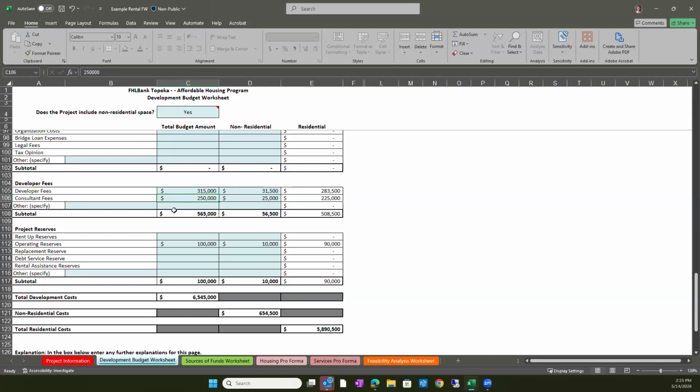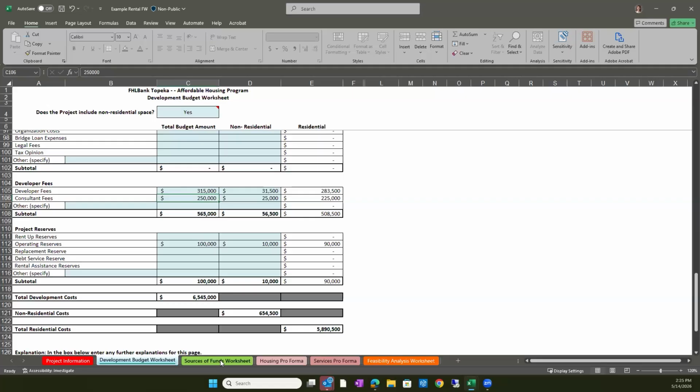That is the development budget. So that is all of our costs for the project. So this is our capital expenditures to do the rehabilitation, new construction work, or acquisition. So from there, we've covered all of what we're using our money on. Now we need to say how we're going to pay for it.